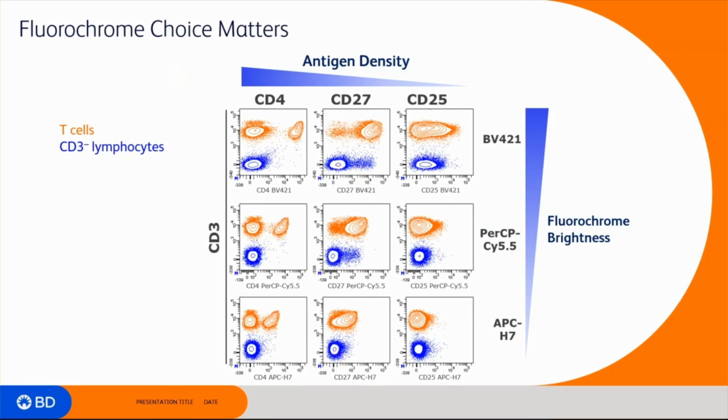So in this case, we can see 4 different populations, whereas down here we can only see 2 populations. And the fluorochrome choice becomes more crucial when we look at the third column, where an antigen with low antigen density like CD25 is used. With the moderate and dim fluorochromes like PerCP-Cy5.5 and APC-H7, we don't see the positive population at all. Only when we use a very bright fluorochrome like BV421 does the double positive population start to emerge.